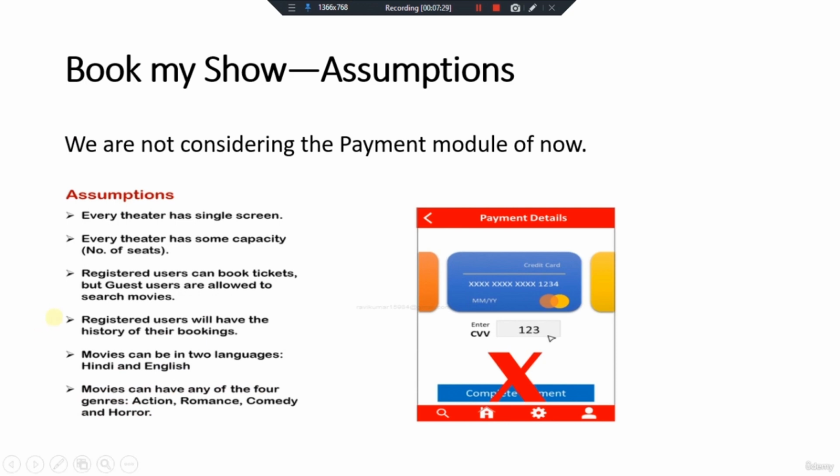So these are the assumptions I have listed out here on the left side. Every theater has a single screen, and every theater has some capacity. A registered user can book tickets, but guest users are allowed only to search movies. A registered user will have the history of their bookings. Movies can be in two languages, Hindi and English, and movies can have any of the four genres. The genres I have considered are action, romance, comedy, and horror.